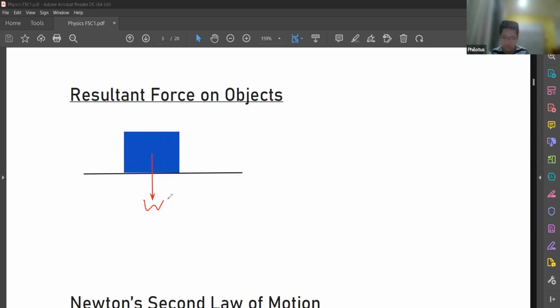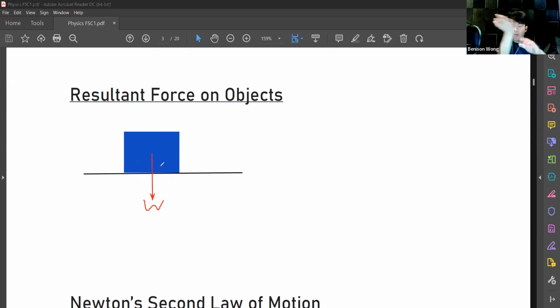But we all know that if there is a force, there must be an acceleration. So because there's a force acting, theoretically, when you put anything on the ground, that object will continue to sink underground until it reaches the center of the earth. Am I right?